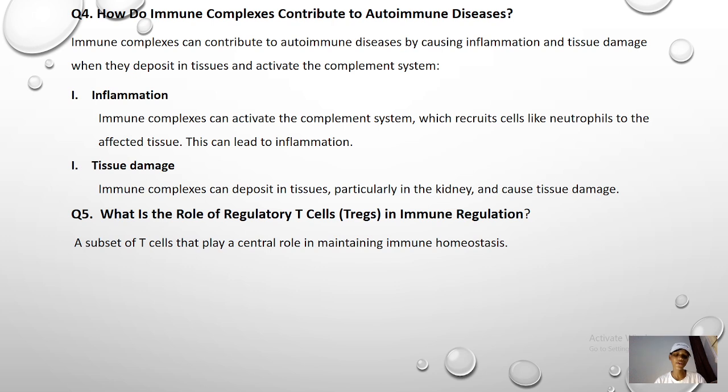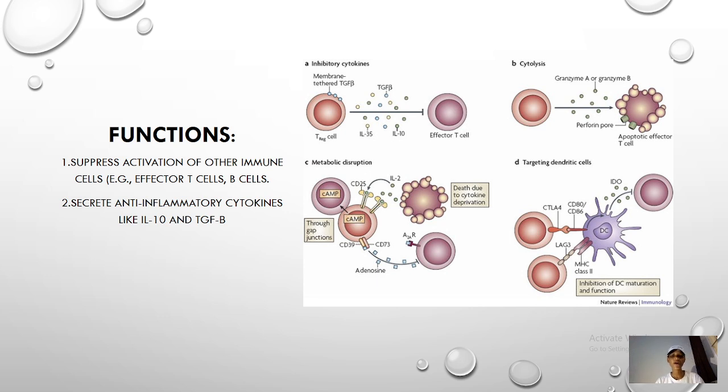Here we go with the fifth question, which states: what is the role of regulatory T cells in immunoregulation? Firstly, regulatory T cells, called Tregs, are a subset of T cells that play a central role in maintaining immune homeostasis. We have two functions. The first function is suppressing activation of other immune cells and the second is secreting anti-inflammatory cytokines, as you see on this diagram.